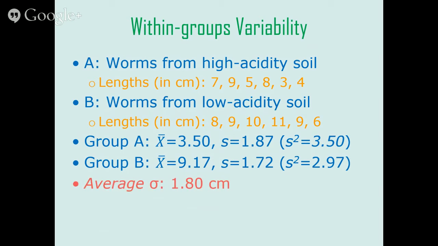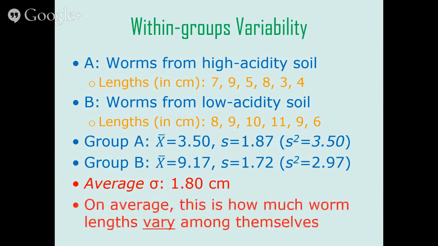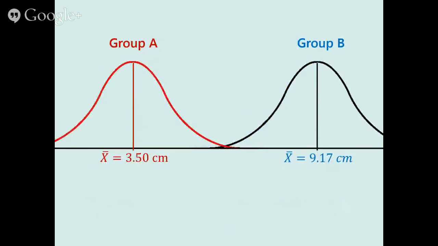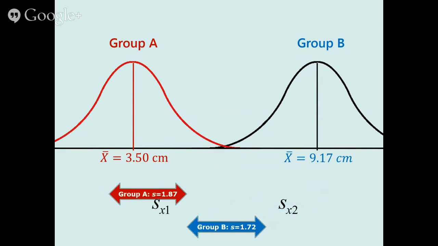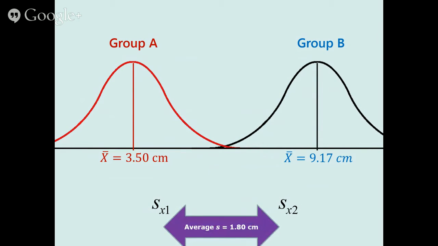They're more spread out. So the average variability within the groups again, averaging together 1.87 and 1.72, the average standard deviation is 1.8 centimeters. And on average, this is how much worm lengths vary among themselves, of course. And graphically, this is represented like this. 1.87 is the variability for group A, 1.72 relatively similar for group B. We average those two things together, and so our best estimate of how much worm lengths vary among themselves in general in the world is 1.8 centimeters.